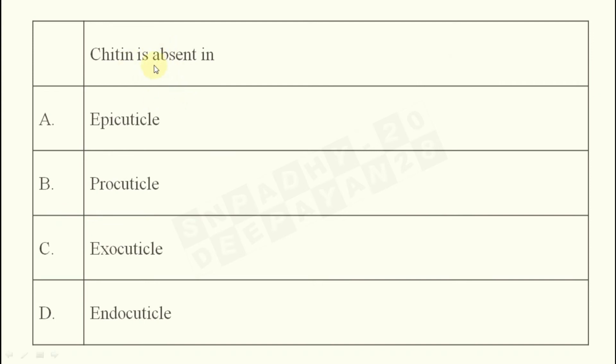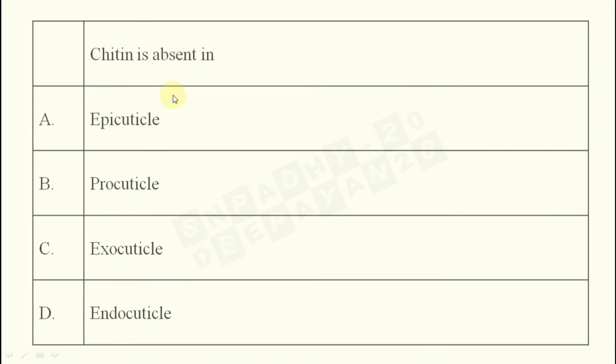Now you see, chitin is absent in which layer? You see chitin is mainly present in cuticle. Yes or no? So in cuticle what happens? You see in the cuticle two layers are there, epicuticle and procuticle. Procuticle is again divided into what? Your exocuticle and endocuticle. So chitin is absent in which layer?